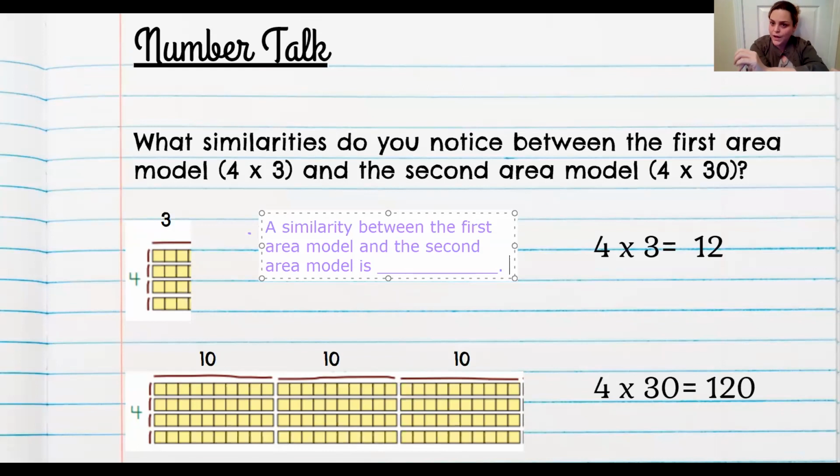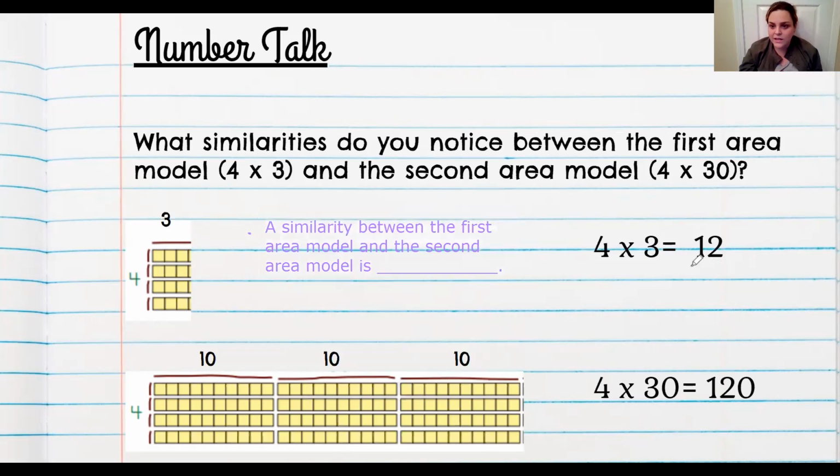I'm going to ask you to pause so that you can write down a similarity that you notice between the first area model and the second area model. Pause me now. All right, and we're back. You might have noticed, when you looked at the products for 4 times 3, it gave you 12.